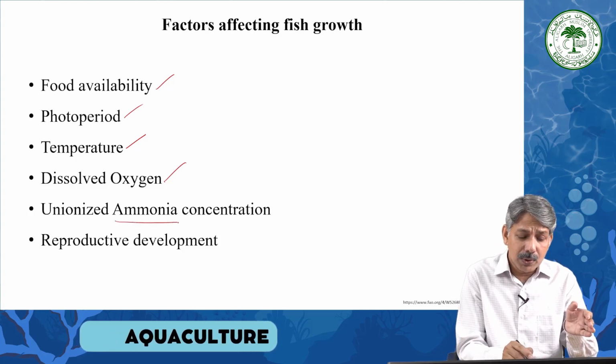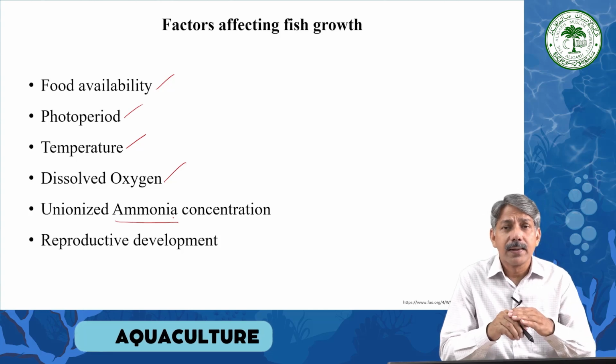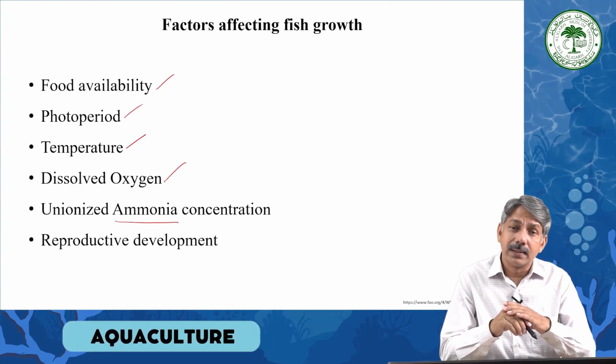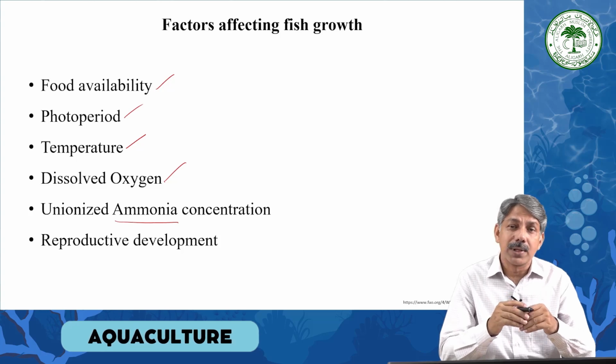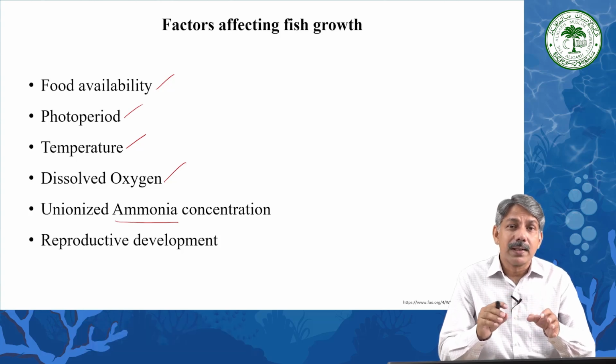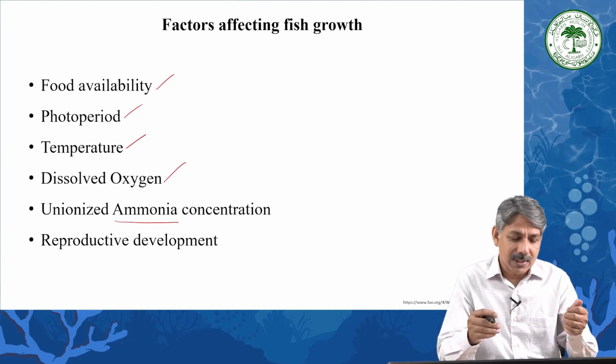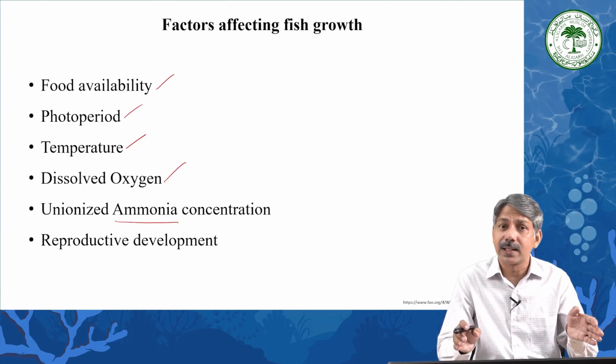Same goes for ammonia concentration. In my water quality lecture, I told you that there are some important parameters which should be kept within the optimal range. If we do not monitor them, and the level goes beyond that optimal range, then there are very adverse effects. The fish will come under stress, and if the fish comes under stress, then everything is affected, including growth.